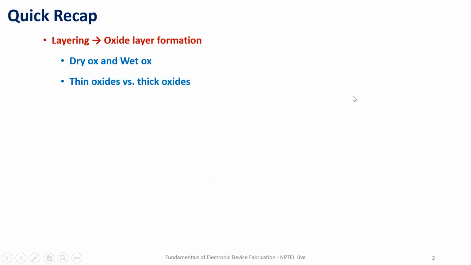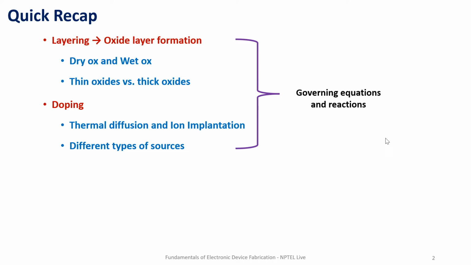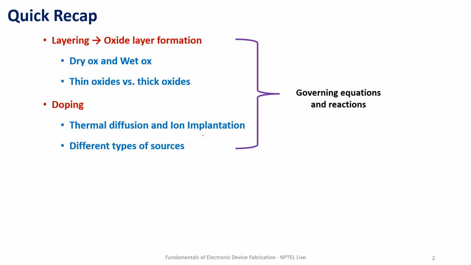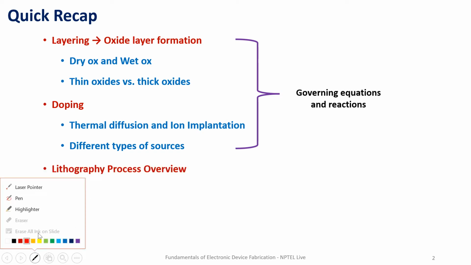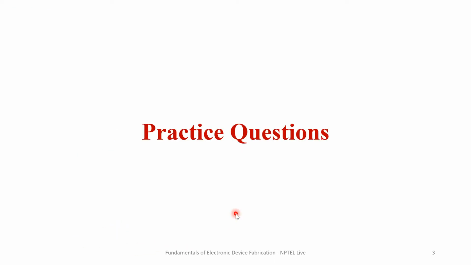The quick recap we have already seen in a detailed manner: diffusion, layering, oxide formation, dry ox and wet ox, thin oxides versus thick oxides, then doping, thermal diffusion and ion implantation, different types of sources, their governing equations and reactions. Next is the lithography process overview, where we saw the positive and negative resist, the processes involved, factors affecting lithography, and so on. Now we'll move on to the practice questions.